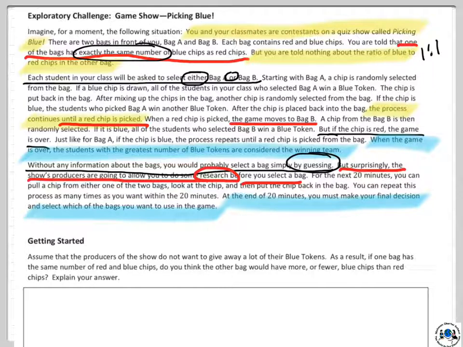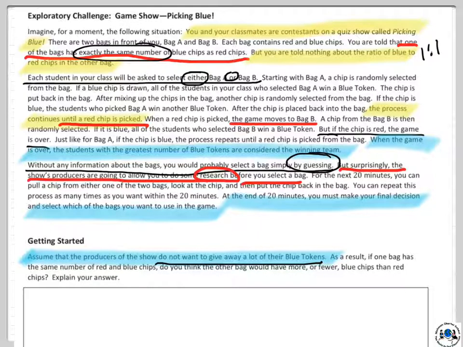Let's continue. So now, getting started. Assume the producers of the show do not want to give away a lot of their blue tokens, which would make sense. These blue tokens may cost them money, just like any producer of any game show. Surely they want to give something away, because if they give nothing away, then nobody cares. Nobody wants to go on a show where you are guaranteed to lose. But they sure don't want to give a lot away.